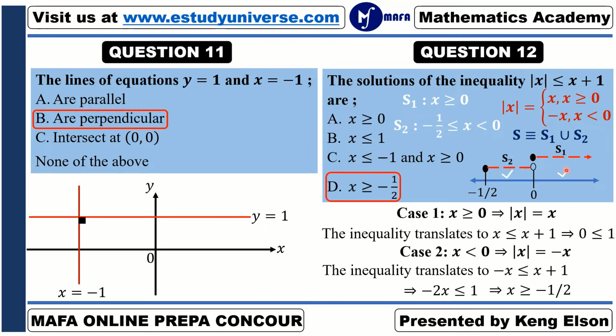All right, so you're taking everything. So the equivalence of the union is simply x greater or equal to negative half. So option D is correct.